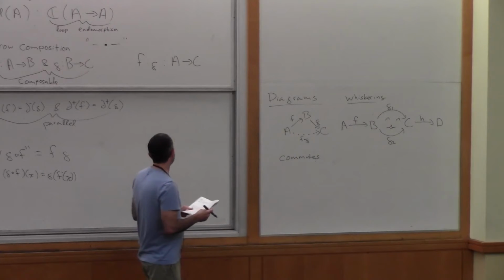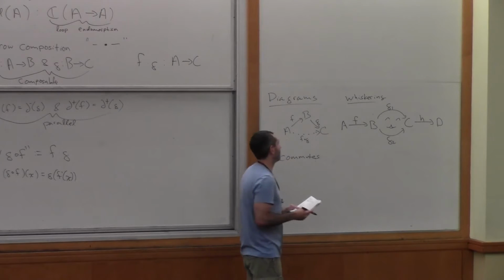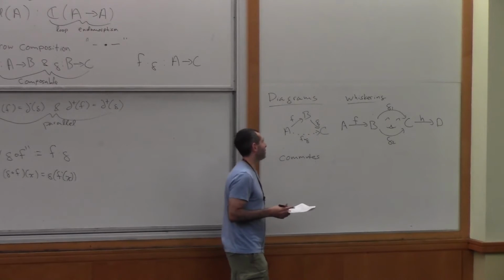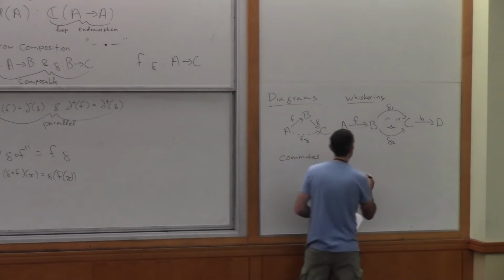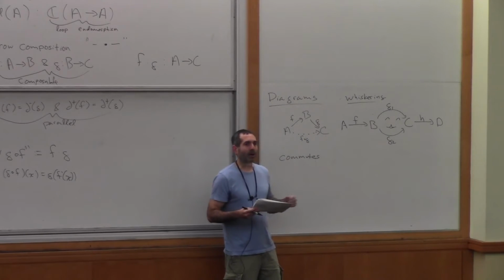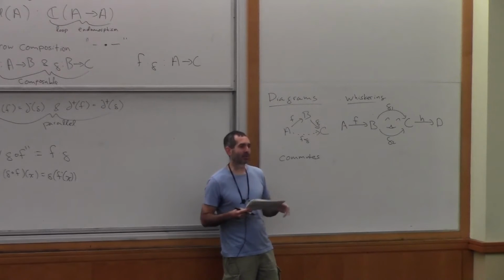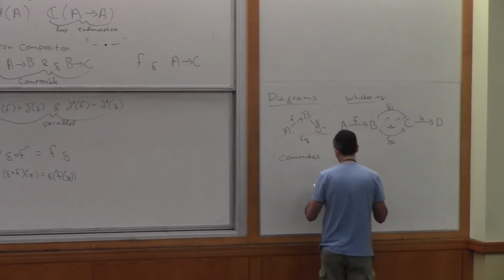Okay? And another property of equality of arrows that we can witness by diagrammatic reasoning is that if I have two diagrams that commute and they have a common path, so there's a path that exists in both of the diagrams, then I can stick those two diagrams together along that path, and the resulting diagram will still commute. So let me explain that.